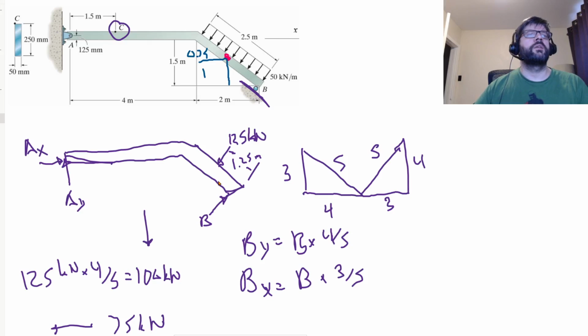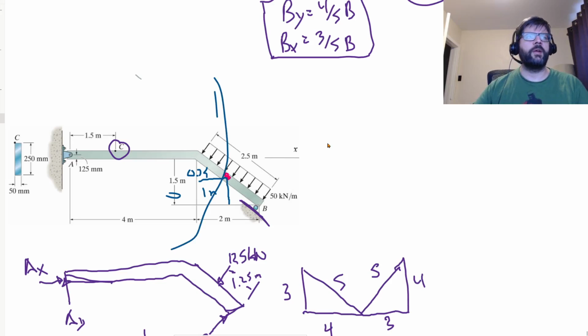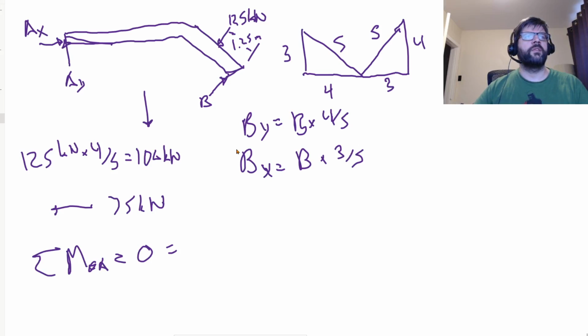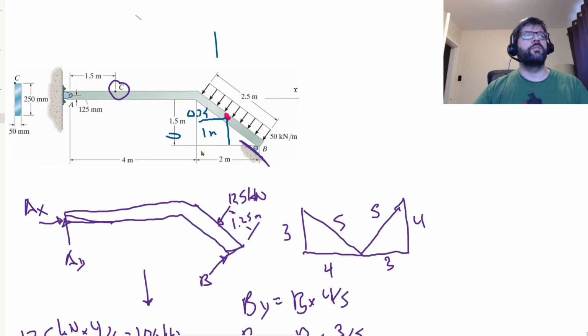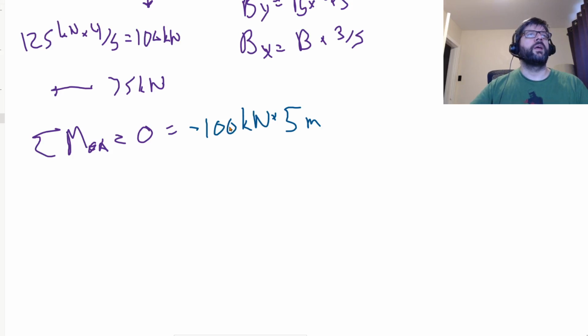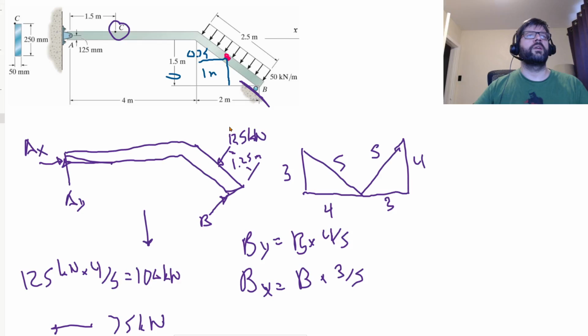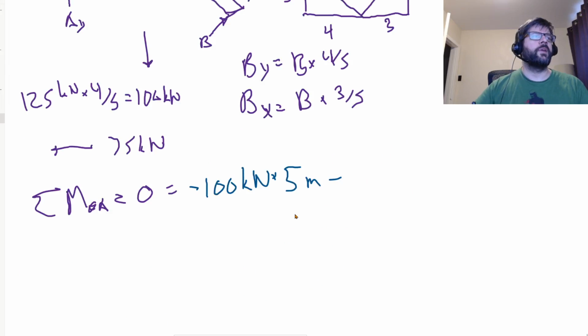The downward portion of that force is going to cause a negative moment, because that's a clockwise rotation about A when we push down on it. So negative 100 kilonewtons times its horizontal displacement, which is 5 meters. And then we also have the horizontal portion. If we push this way, that's clockwise about A, so that'll be a negative moment as well. So negative 75 kilonewtons times the vertical displacement there, 0.75 meters.